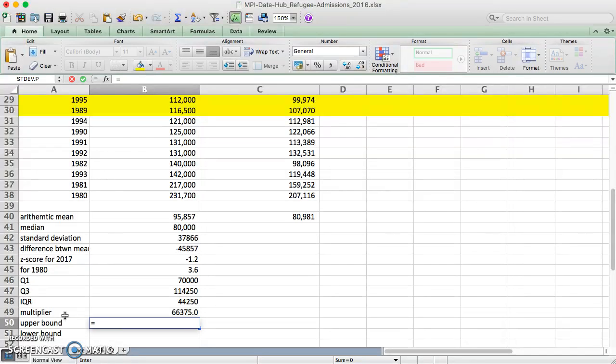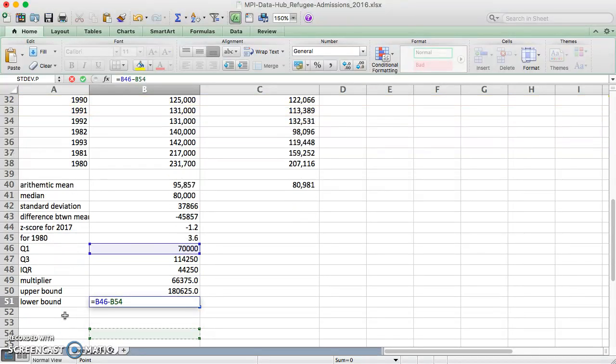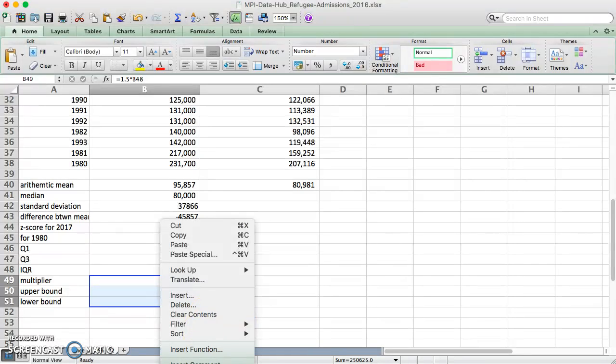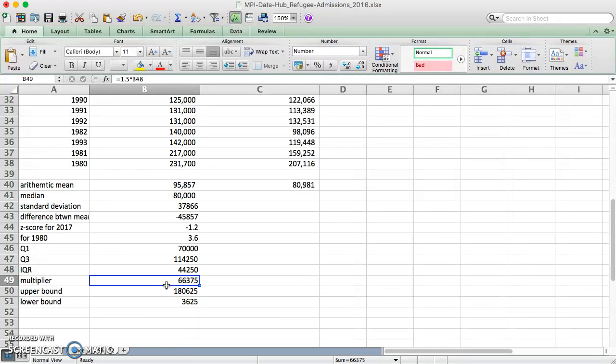So now the upper bound is very simply Q3 plus that multiplier, okay? And the lower bound is going to be Q1 minus it. So I'm going to start with Q1 and subtract that multiplier, okay? So what does this tell us? What is the meaning of this? The thing that we are trying to understand here is what is extreme, okay?